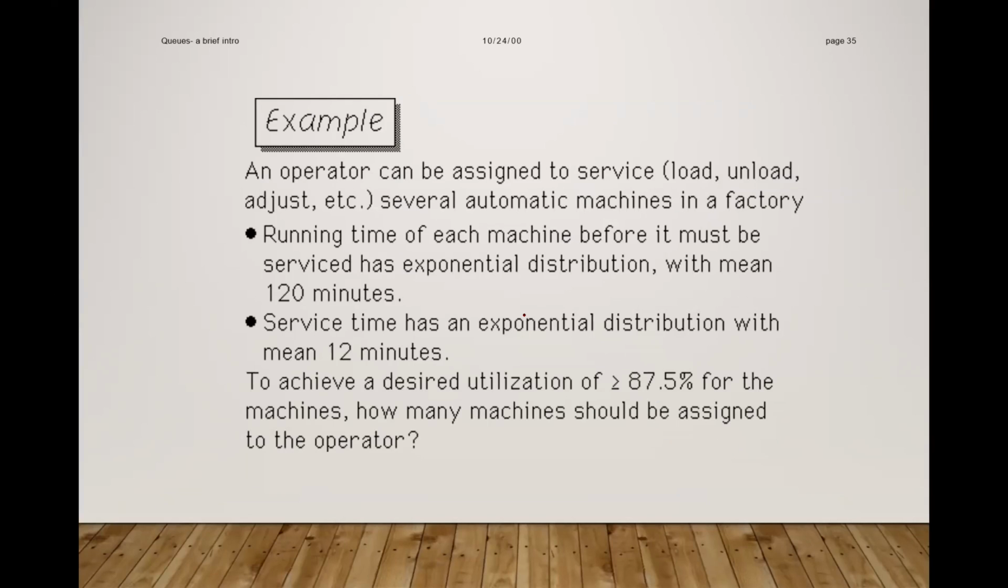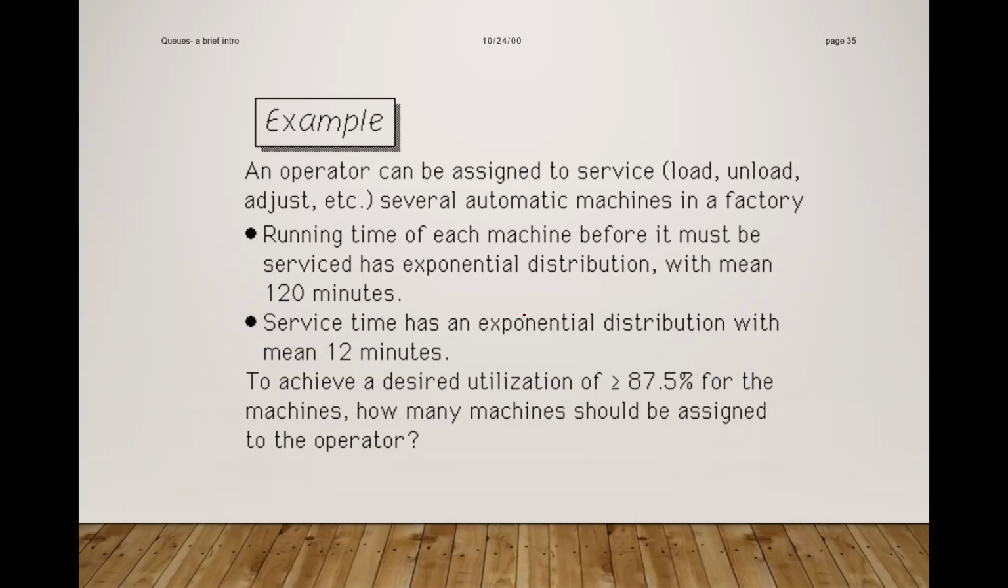For example, an operator can be assigned to service, load, unload, adjust, etc. Several automatic machines in a factory. Running time of each machine before it must be serviced has an exponential distribution with a mean of 120 minutes. Service time has an exponential distribution with a mean of 12 minutes. To achieve a desired utilization for the machines, how many machines should be assigned to the operator?